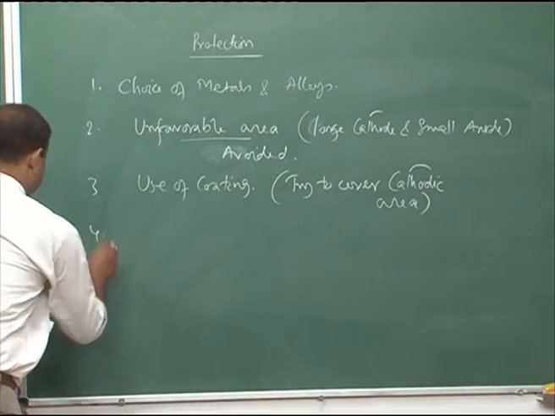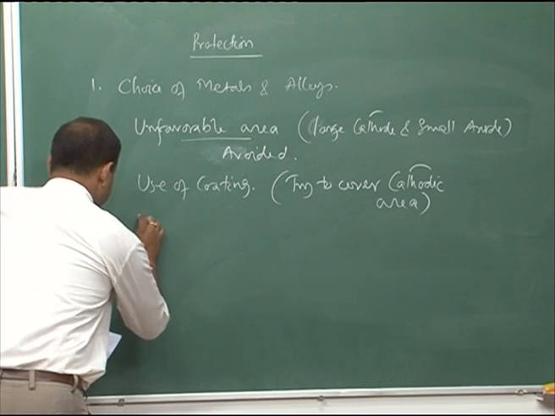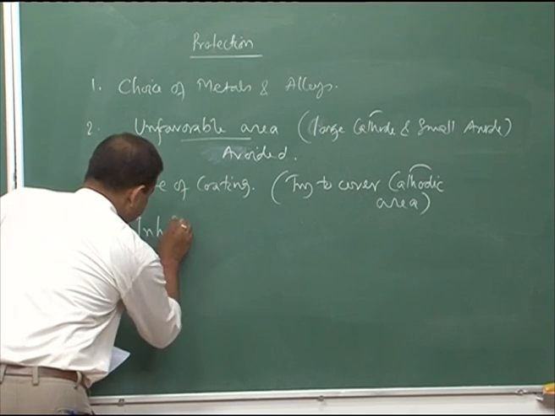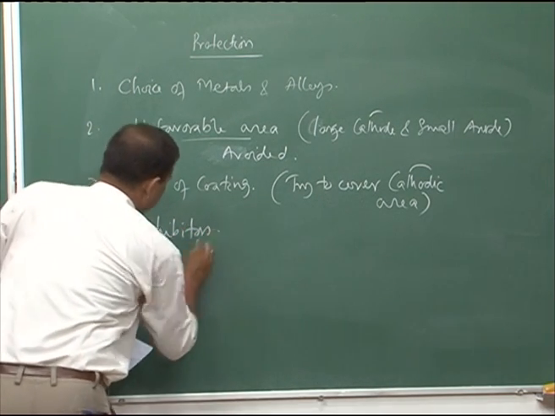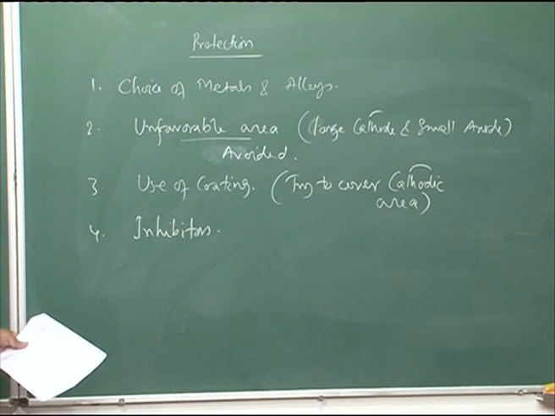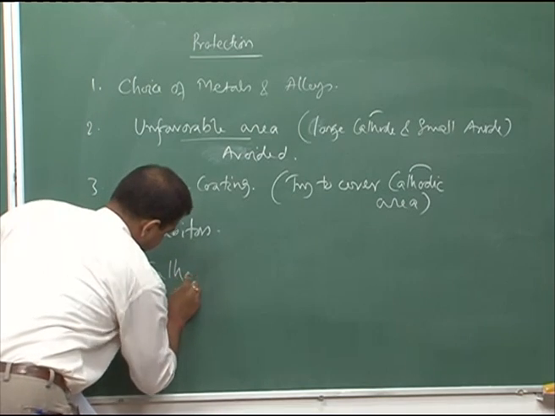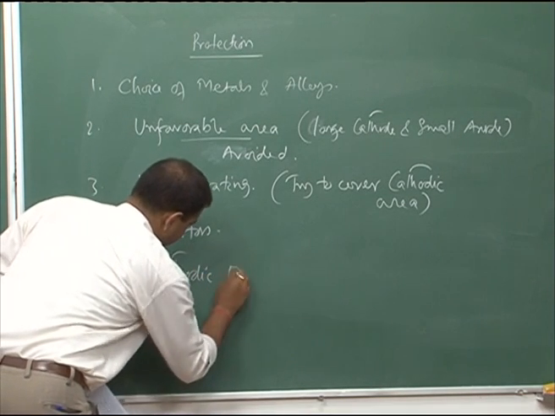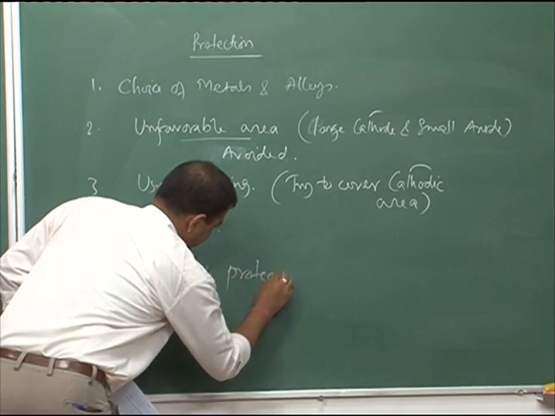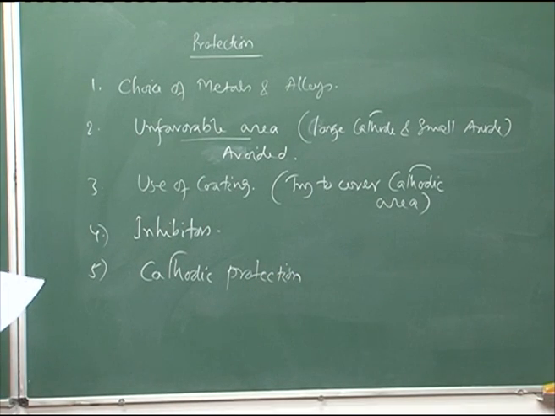Now, fourth is we can have inhibitors, which take care of corrosive species or some ions. We can also have cathodic protection.